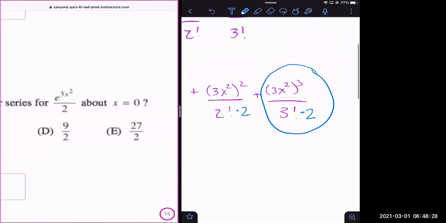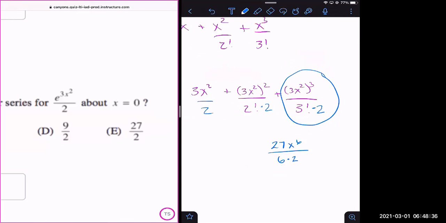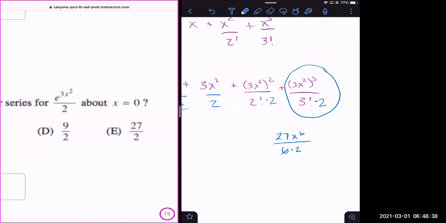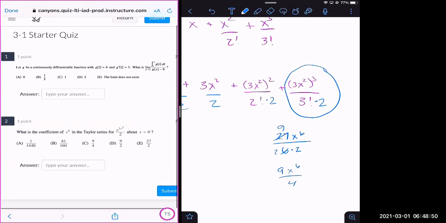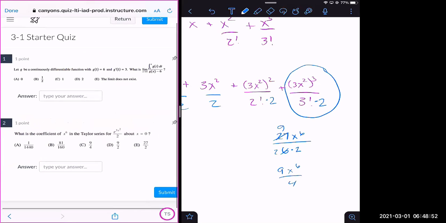So that x to the sixth term, when we cube the 3, we have 27 x to the sixth over 3 factorial, which is 6, times 2. So 27 divided by that, 3 can go into here 9 times. So 9, this is left with a 2. So 9x to the sixth over 4. Is that right? Yep, and then the answer is C. Not too bad. So just more of that Maclaurin, plugging stuff in.